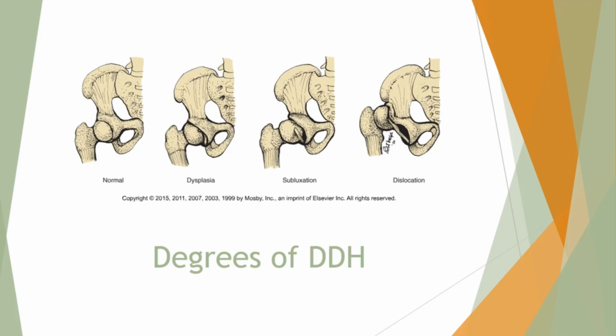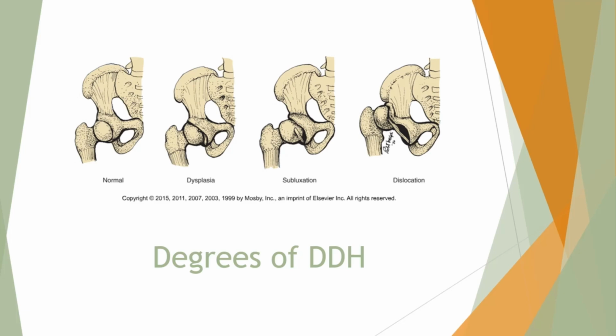Now, subluxation is the largest percentage of developmental dysplasia of the hip cases, an incomplete dislocation. So the femoral head is in contact with the acetabulum, but it's displaced. Pressure on the acetabulum inhibits ossification and flattens the socket. Now, dislocation is the most severe form of developmental dysplasia of the hip. This is where the femoral head loses contact with the acetabulum and it's displaced both posteriorly and superiorly.